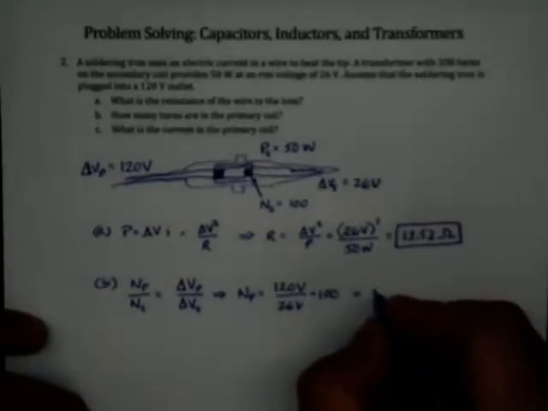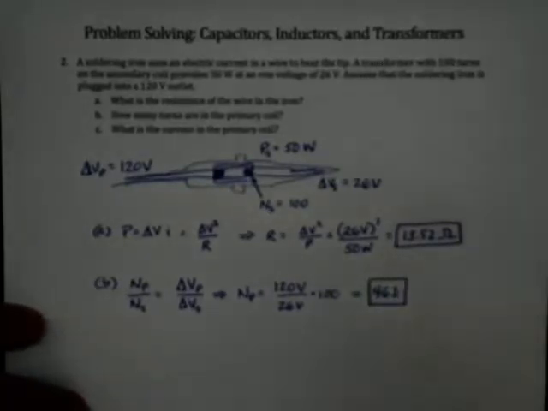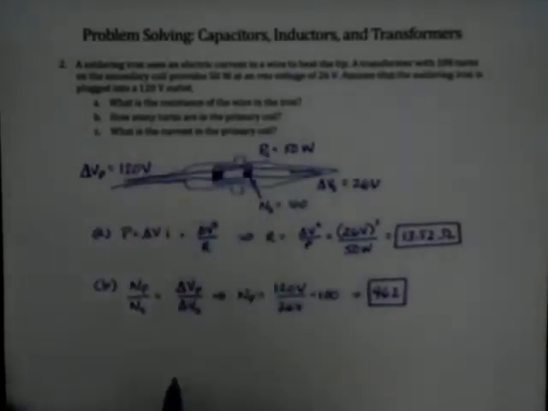But when we're doing numbers of turns, we always round to the nearest integer value, since you can't really have 0.34 of a turn or whatever that number would happen to be. Finally, what is the current in the primary coil?